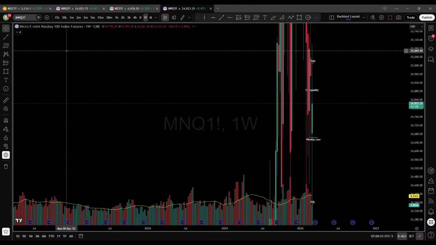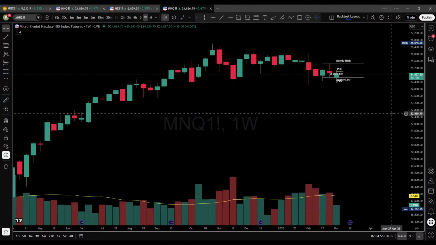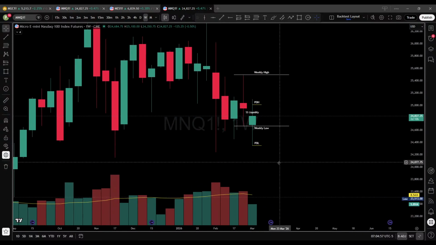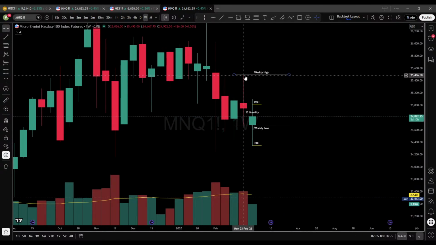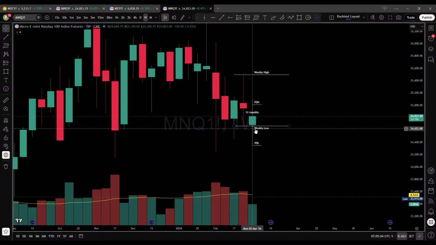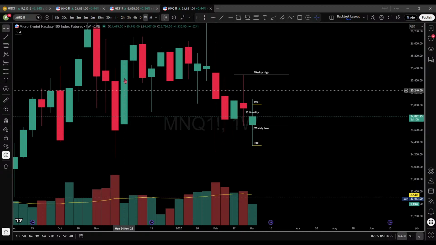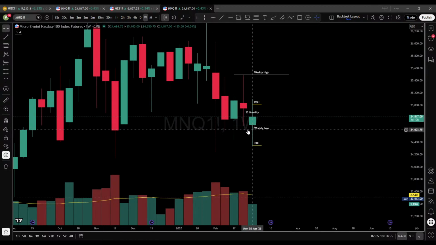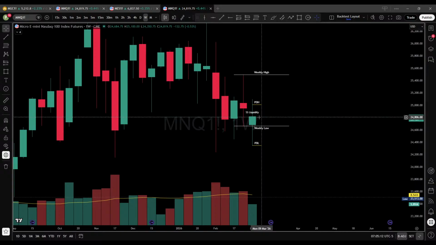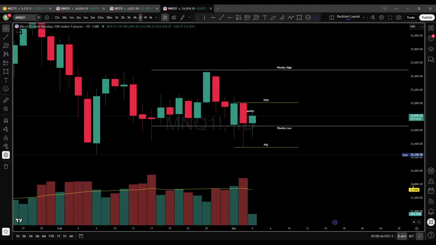Okay, let's start with the weekly time frame first. We have weekly highs here, and we have weekly low marked. What can be seen is price has taken out weekly low and is trying to move up higher. Let's look at the daily time frame.